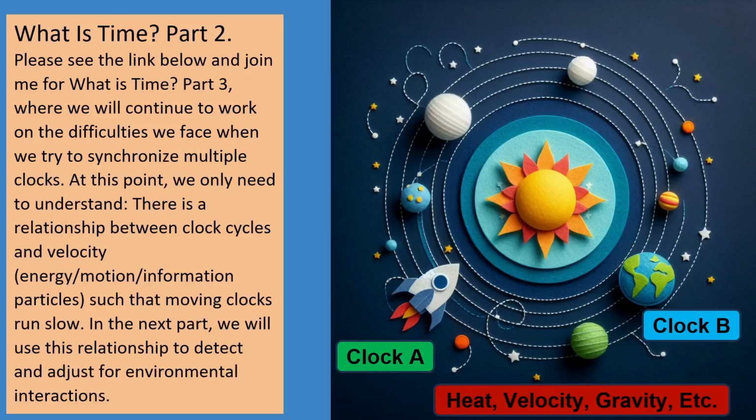Please see the link below and join me for What is Time Part 3, where we will continue to work on the difficulties we face when we try to synchronize multiple clocks. At this point, we only need to understand there is a relationship between clock cycles and velocity, energy, motion, information particles, such that moving clocks run slow. In the next part, we will use this relationship to detect and adjust for environmental interactions.